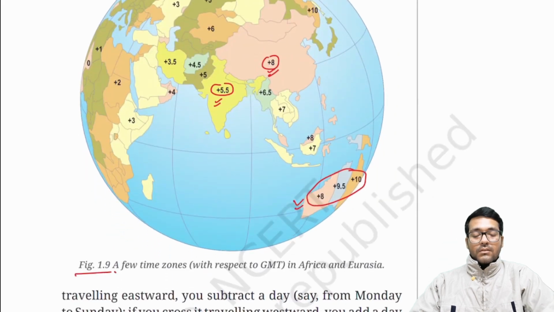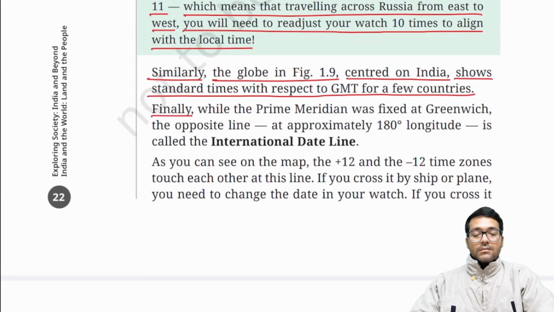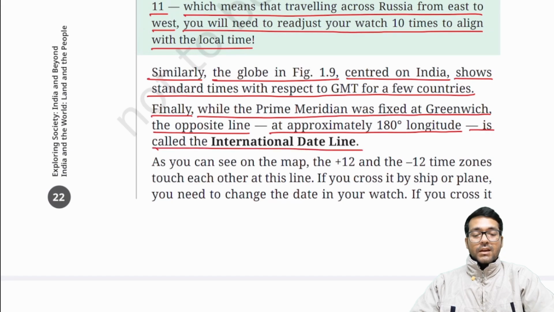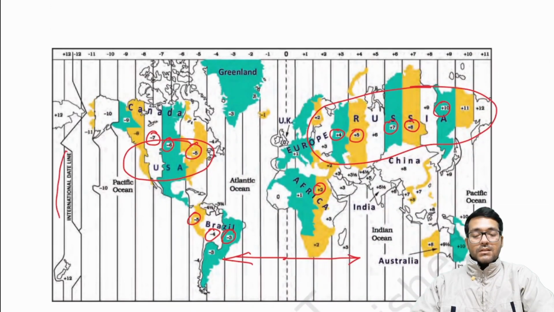Figure 1.9, a few time zones with respect to GMT in Africa and Eurasia. Finally, while the prime meridian was fixed at Greenwich, the opposite line at approximately 180° longitude is called the international date line. You can see the international date line here. It is zigzag so that it doesn't cross or pass over a country.